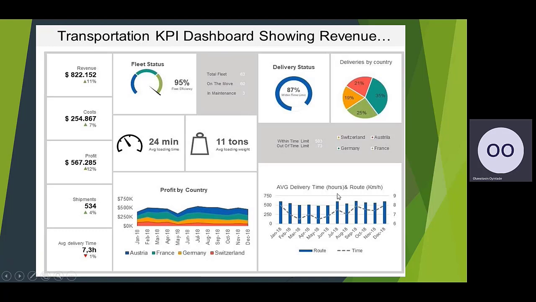Then we want to look at average delivery time and the route in kilometers. So the thick one is the route, which is the bar, and the line graph is the time. So the average time month on month from January to December, you can see it there, the route kilometer, that's the kilometer per hour. You can see that was travel.